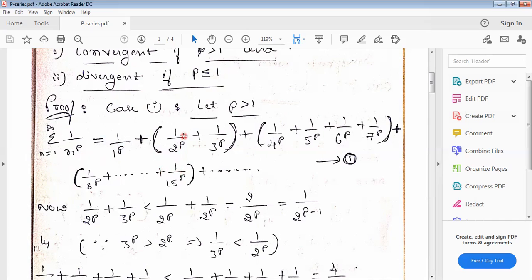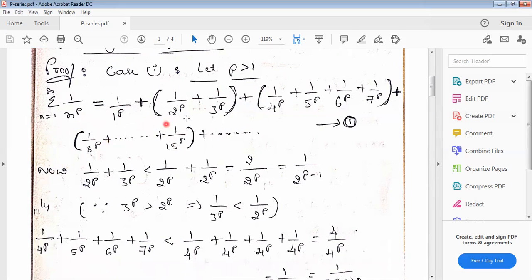This is sum of 2 terms. This group is sum of 4 terms. This is sum of 8 terms. Similarly, in the next group we will be having sum of 16 elements and so on. Okay, write the P series in this form first. Now, concentrating on this group first.